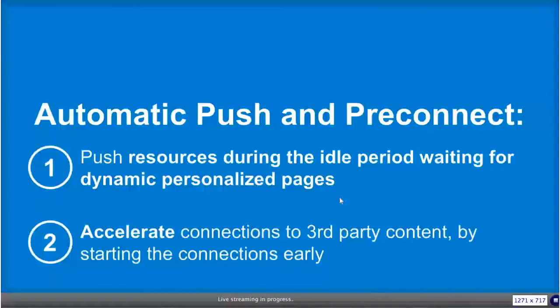The other one is around preconnecting the third-party content. As Akhil mentioned earlier, there's a fixed cost to every one of those connections that needs to be created. By doing that off the critical path, we can minimize the impact of those connections.